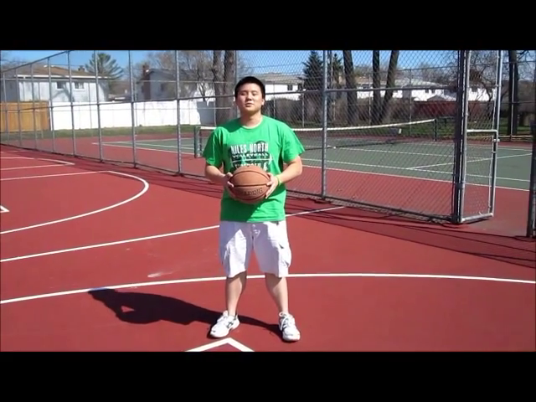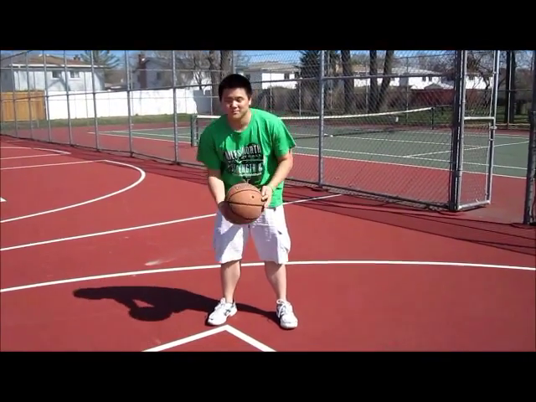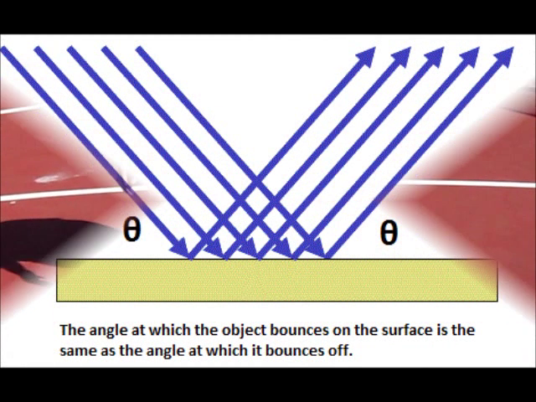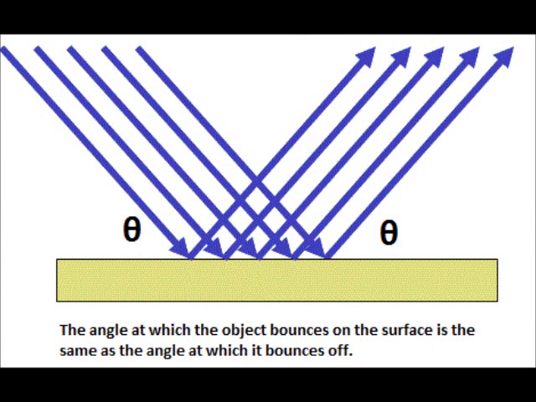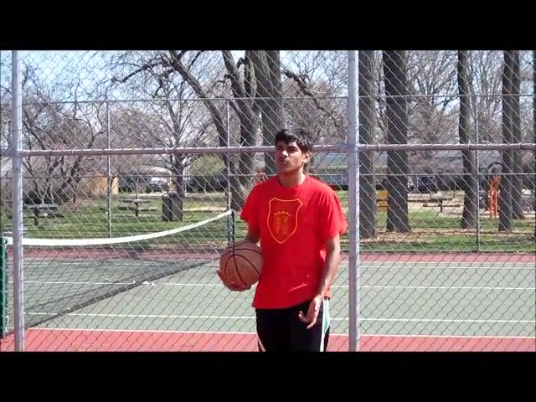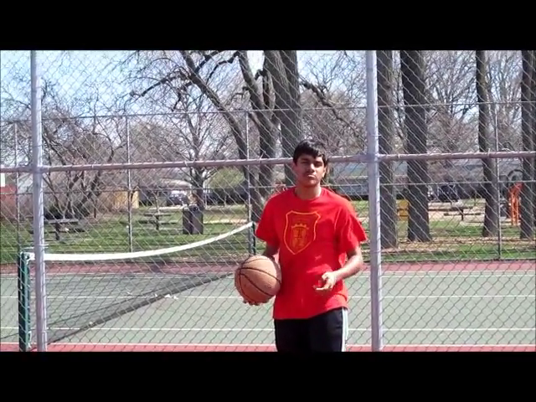The last law is Newton's third law. Newton's third law states that for every action, there's an equal and opposite reaction. Notice that when I'm dribbling, the angle at which the ball hits the ground is the same at which it bounces off. Another example of Newton's third law is when you hit the ball off of the backboard to get it into the basket, also known as a bank shot.